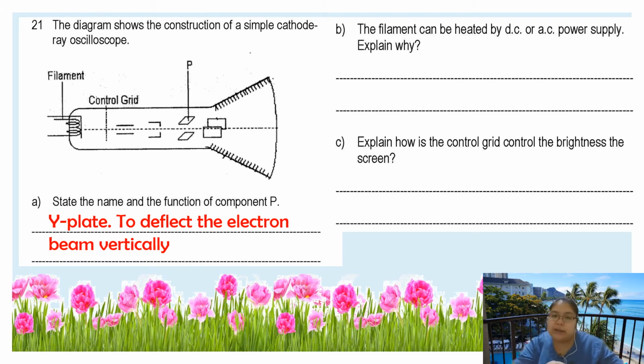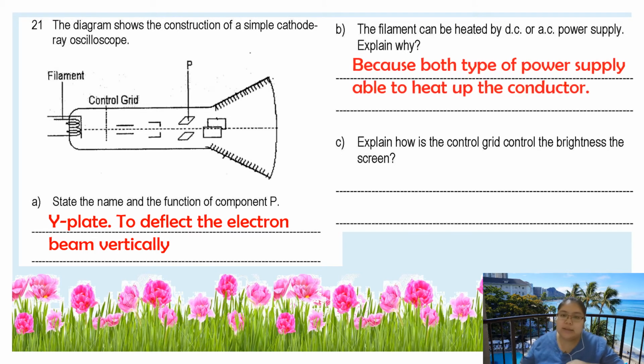B, the filament can be heated by AC and also DC. Why do we never say it must be AC or DC? Because you just want to heat. I don't care whether it is DC or AC, both can produce current to heat the filament. So the answer is that both types of power supply are able to heat up the conductor, so we never say you must choose AC or DC.